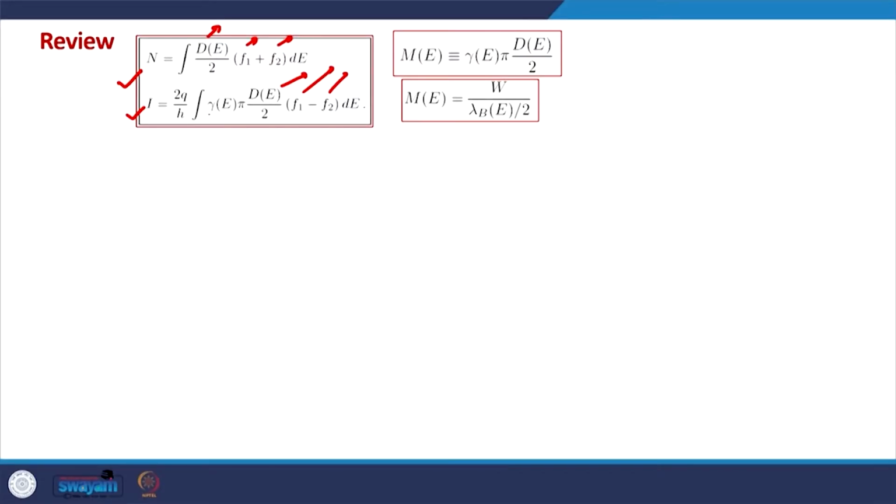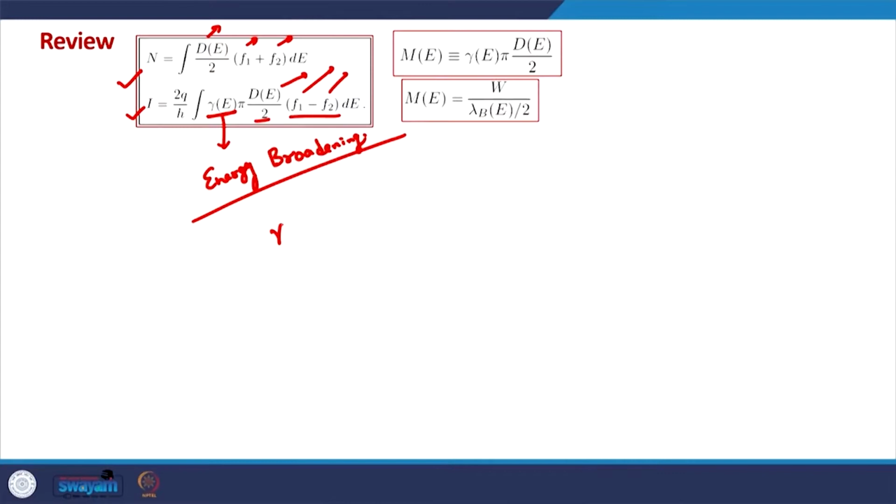Then in the current expression, in addition to the density of states and Fermi functions, we have this parameter as well, which is known as the energy broadening due to electron transport in the device. In the ballistic transport case, it makes sense to call it energy broadening.